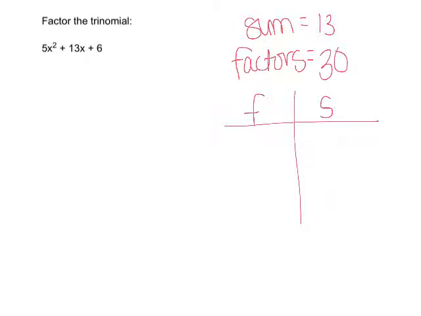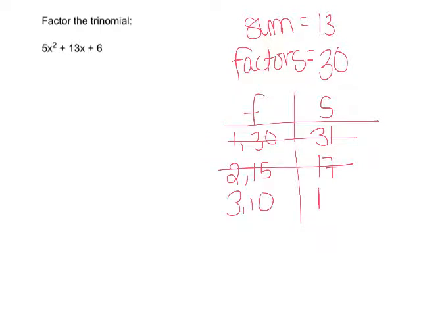So I can try 1 and 30, and that gives me 31 as my sum, and so I know that won't work. I could try 2 and 15. That gives me 17, which won't work. I could do 3 and 10, which would give me 13, and that one does work.